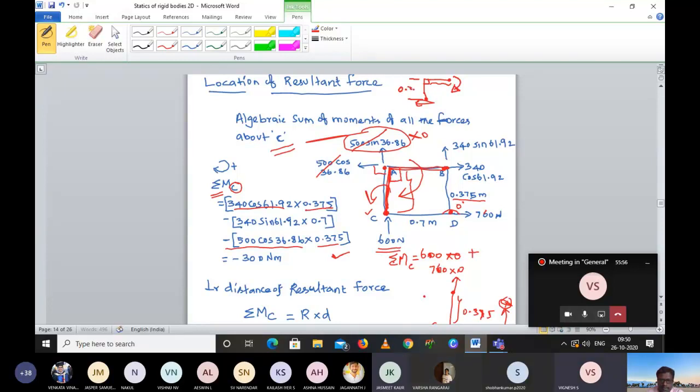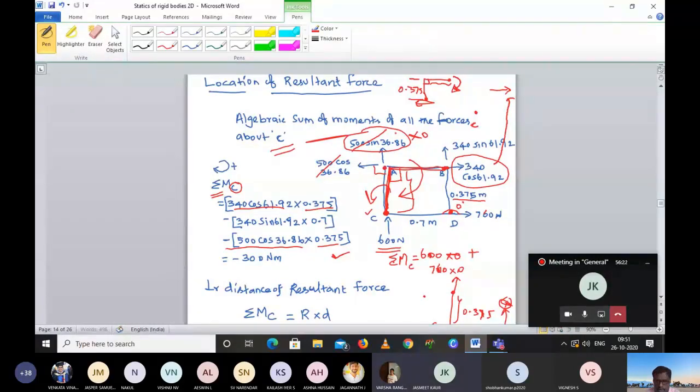Yeah, tell me. Sir, one question. Why are we not taking 0.7 meters? So it should be 340 multiplied by 0.7. No, I am considering 340 cos 61.92. So I am taking this as the force. Is it clear now? This is 340, and my point is C here. Which distance do I have to take for a moment?